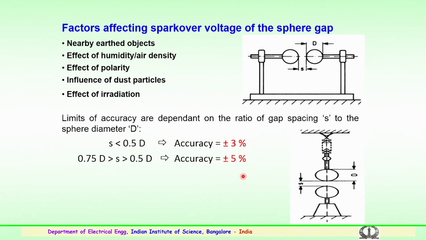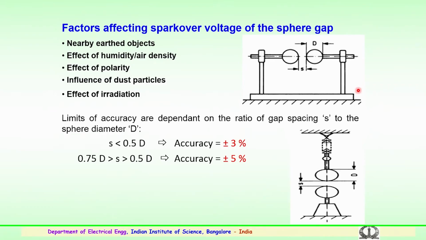Then the influence of dust particles, as these sphere gaps are of open type, where the metallic spheres are likely to be influenced by the settlement of dust particles on the surface of the spheres. So, this could initiate early breakdown and the results which are obtained may not be the correct values. So, proper cleaning is required on the sphere gap assembly.